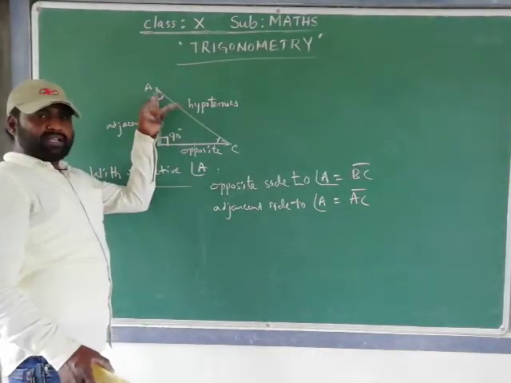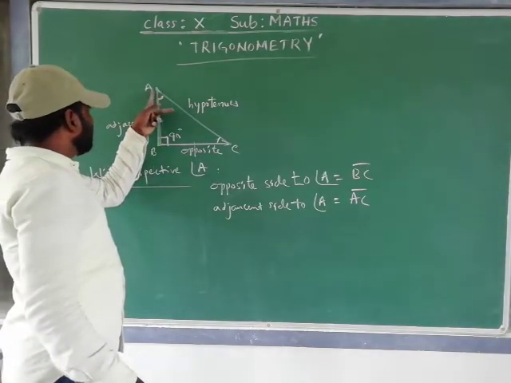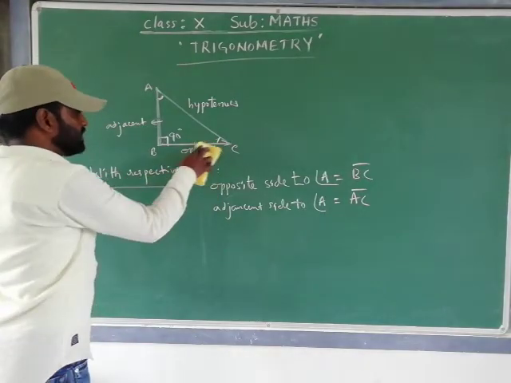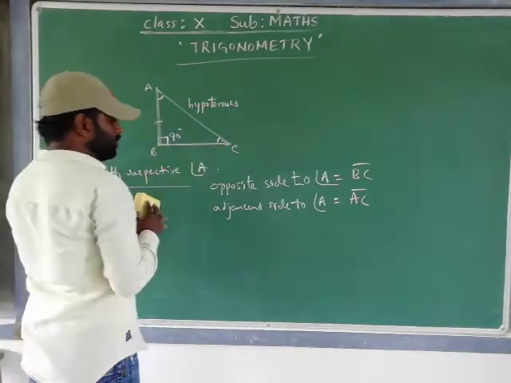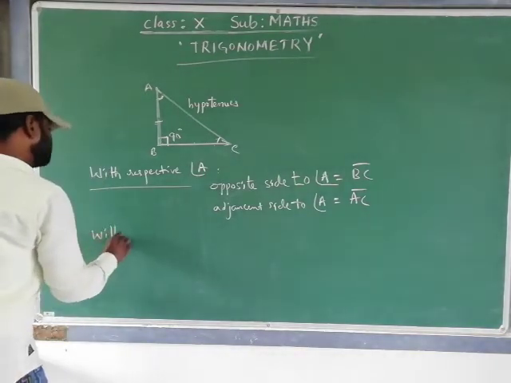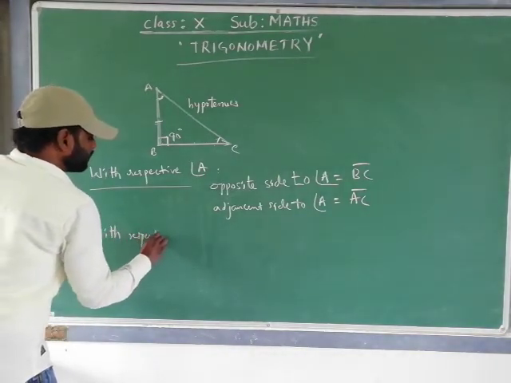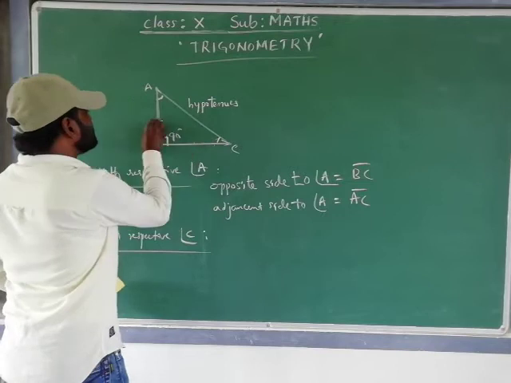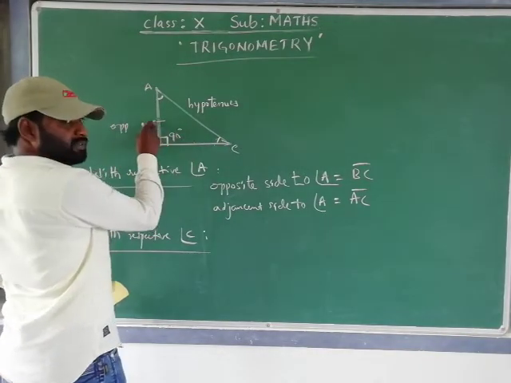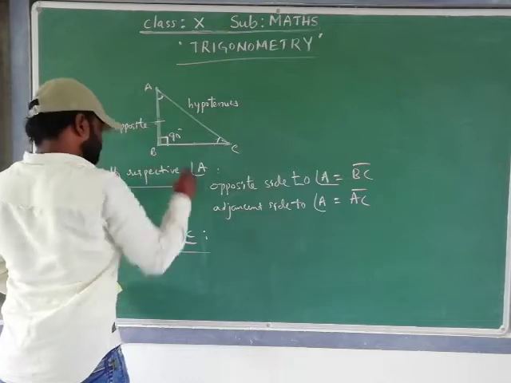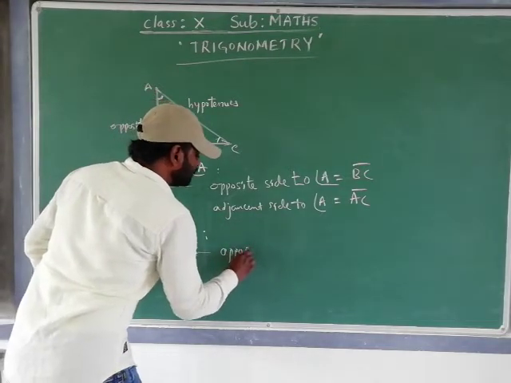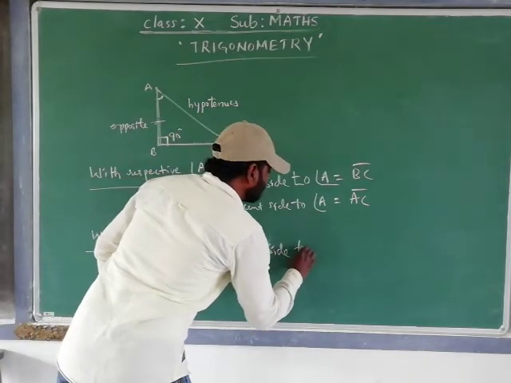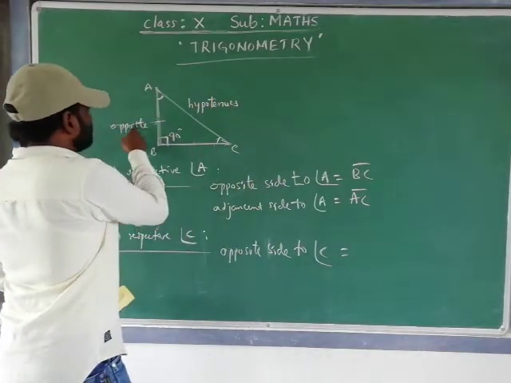And again, the remaining other angle is also there, no? With respect to A, this will become opposite, this will become adjacent. Otherwise, suppose you take with respect to angle C, what happens? For angle C, which is opposite? This one is opposite now. For angle C, this is opposite, right? That means with respect to C, the opposite side is AB.